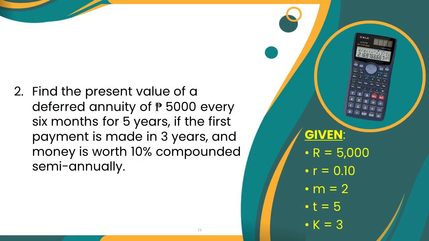Given in the problem are the following. The regular payment, represented by capital R, is 5,000 pesos. The rate of interest, represented by small r, is 10%, which is equivalent to 0.10. The conversion period, represented by M, is semi-annually, which is equivalent to 2. The term of the annuity, represented by T, is 5 years, and the period of deferral, represented by K, is 3 years.